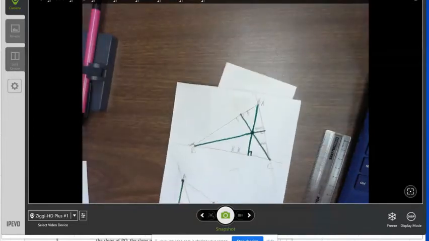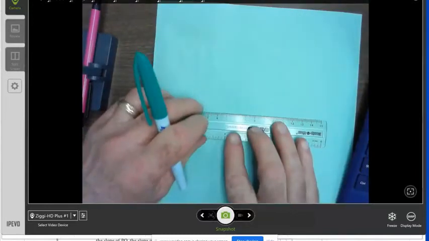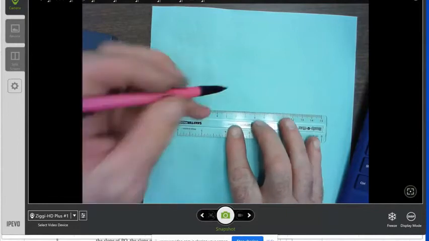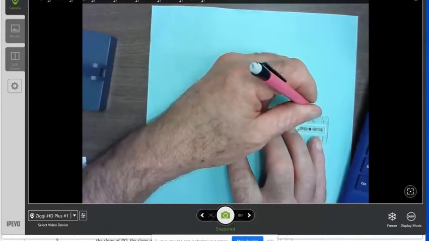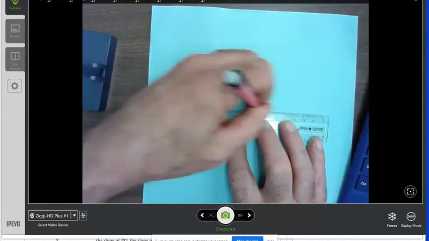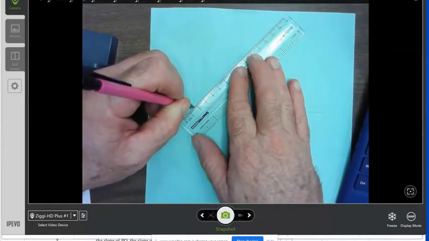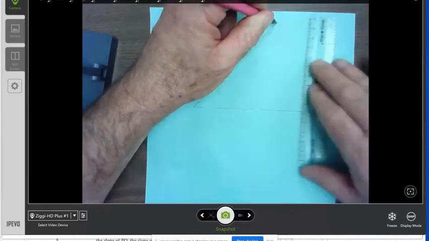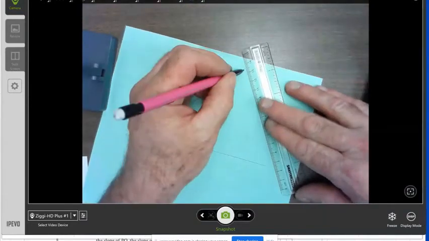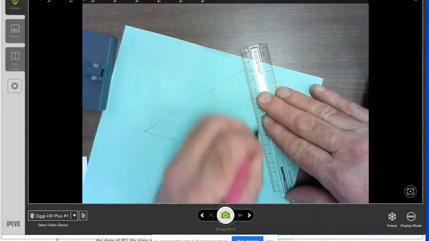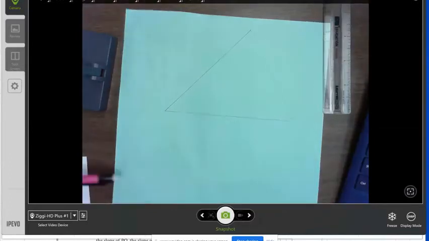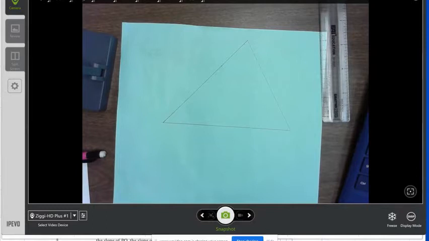Okay, so we're going to now do some compass and straightedge work to find the orthocenter. So this time, make sure you have an acute triangle. Make sure all three of your angles are acute. So try to draw a scalene acute triangle. Okay, so I have a scalene acute triangle. All three sides are different. All three angles are acute.